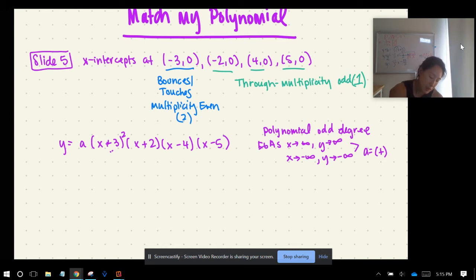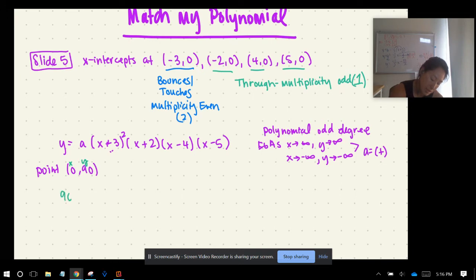It says that there's one more thing, that the graph goes through the point, I think it's (0, 90). I gotta double check here. Yes, (0, 90). Okay, so I'm going to go ahead and plug in 0 for my x and 90 for my y.